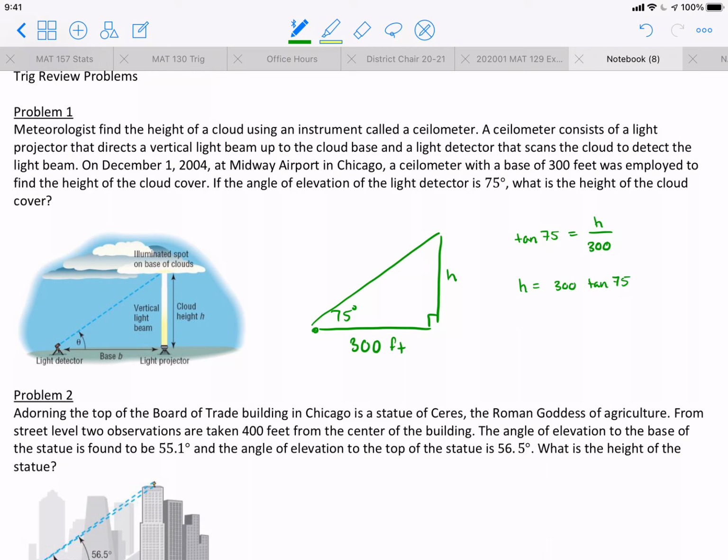And if you're going to do this in your calculator, make sure your calculator's in degrees so you can get the right answer. If you're in radians, it's not going to be correct. So according to this, I get 1119.61, and of course this would be feet because the 300 was in feet. All right, so there's one down.